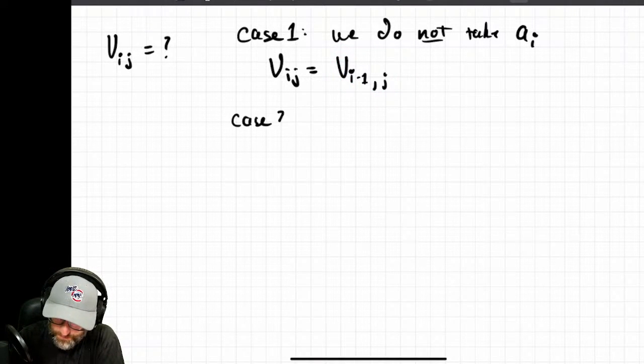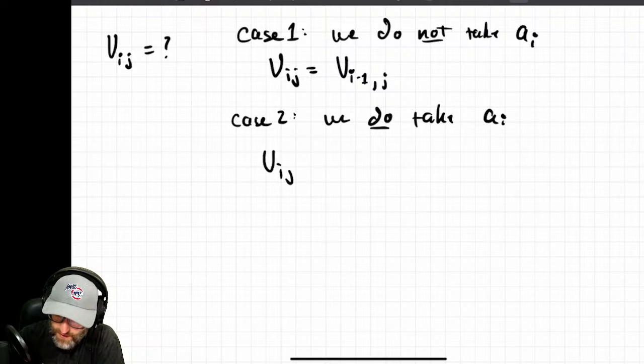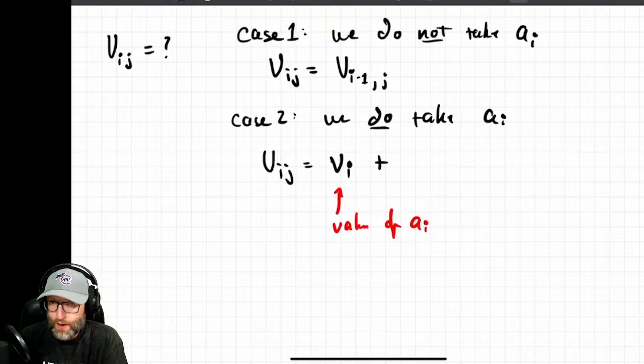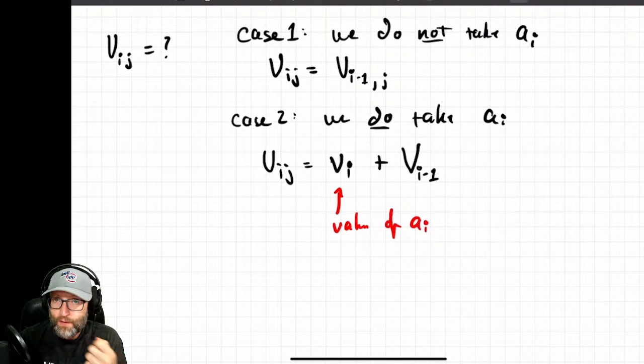So case 2, we do take a sub i. What is v sub ij in this case? Well, a sub i has some value. Let me annotate that here: this is the value of a sub i, plus, and now again we use our recursion here, where we've taken the ith item. What about the i minus 1 previous items?